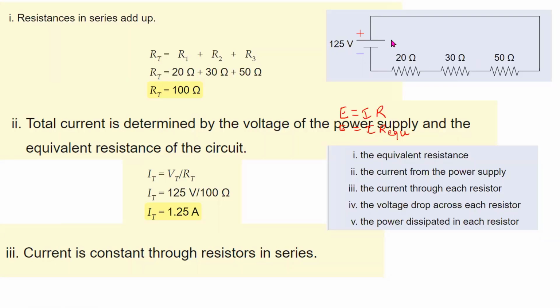We have calculated the total current in the network, that is I total, which is equal to 1.25 amperes. Is this the same current flowing in this way? Yes, it is the same. It is also the same. It enters this point and leaves this point.